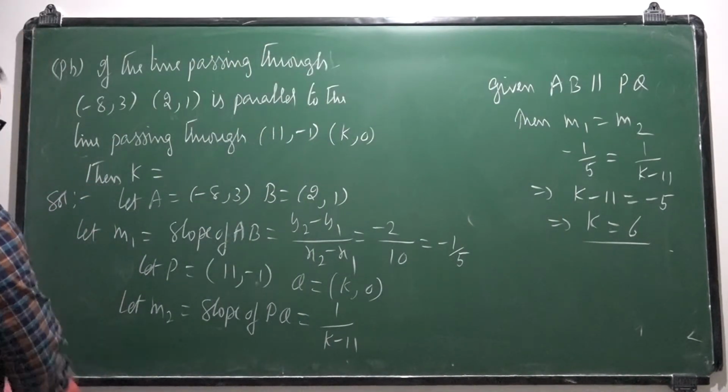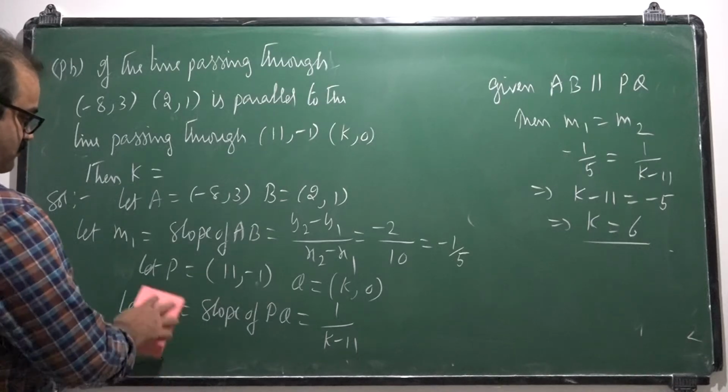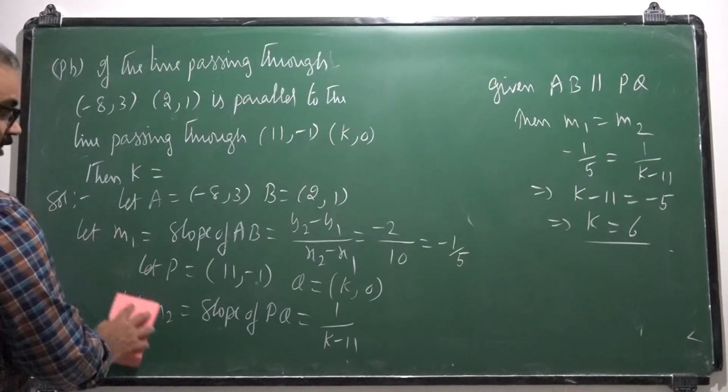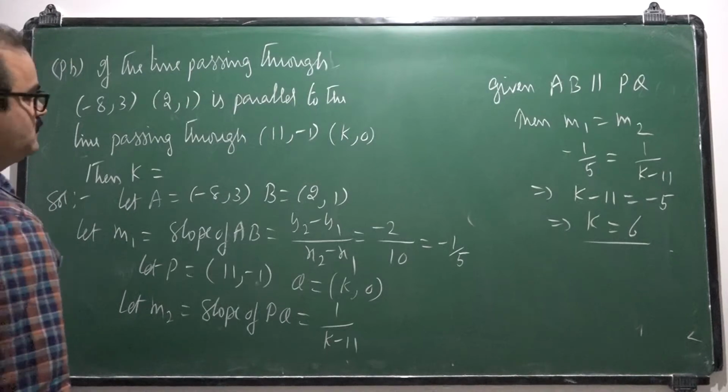Similarly, when 2 lines are perpendicular, what happens? Product of the slopes is minus 1. M1 into M2 is equal to minus 1.